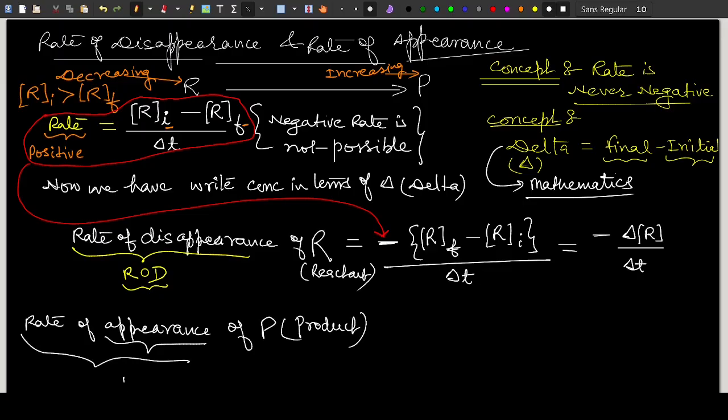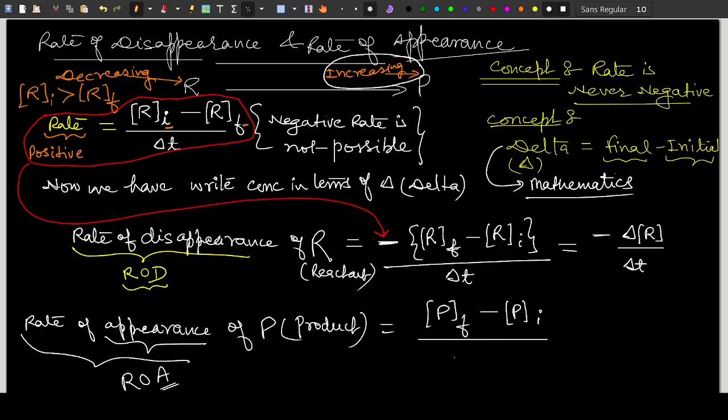In short, ROA, rate of appearance, we will write here. Since this is showing the increasing trend, it means we can say product final concentration minus product initial concentration upon delta T.